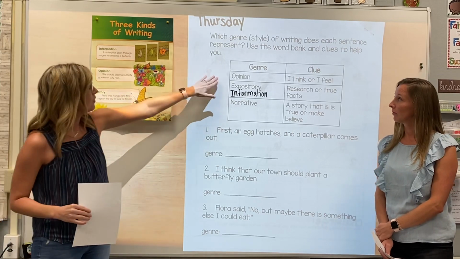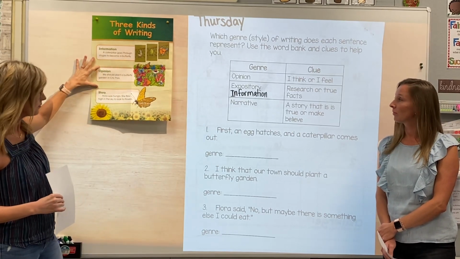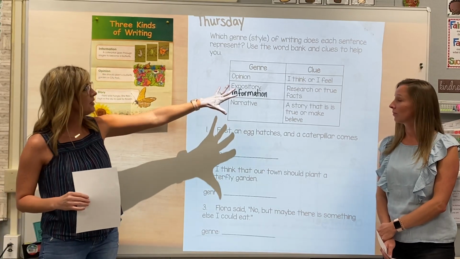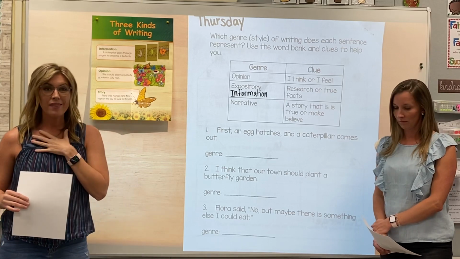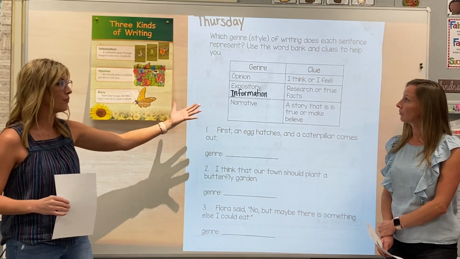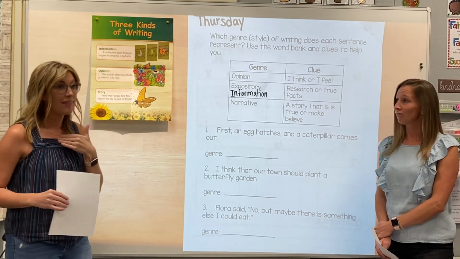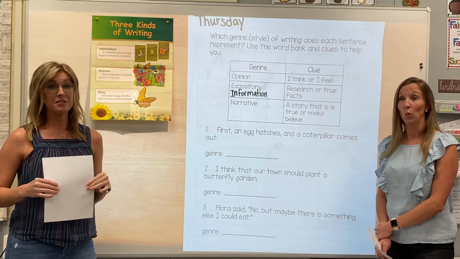The first kind of writing is an opinion piece, and that's found right here, opinion. An opinion is how you think about something or feel. What I think and what I feel. And those are usually clue words that tell you that it's an opinion. I think, I feel that blue is the best color in the world because the sky is blue.